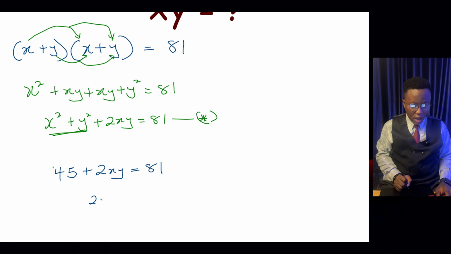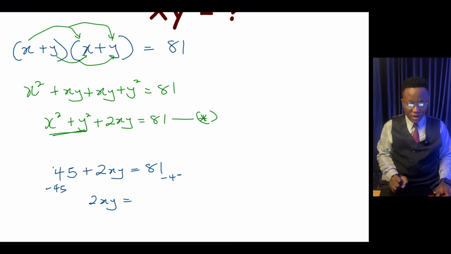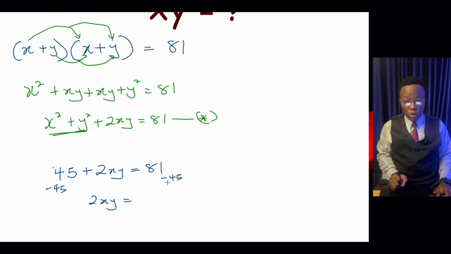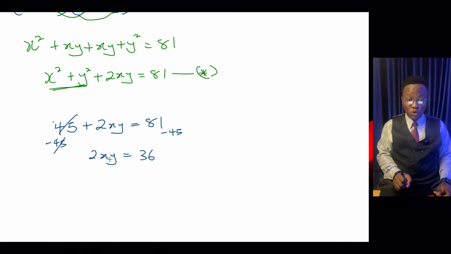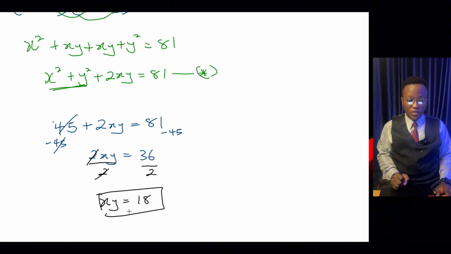So 2xy equals, of course, we're going to subtract 45 from both sides. So subtract 45 from both sides. So 81 minus 45. 45 minus 45 is 0, of course. 81 minus 45 is 36. Okay? I believe you already guessed what's going to happen next now. What's going to happen? We are going to divide through by 2. So divide through by 2, and xy equals 18. And that is your final answer.